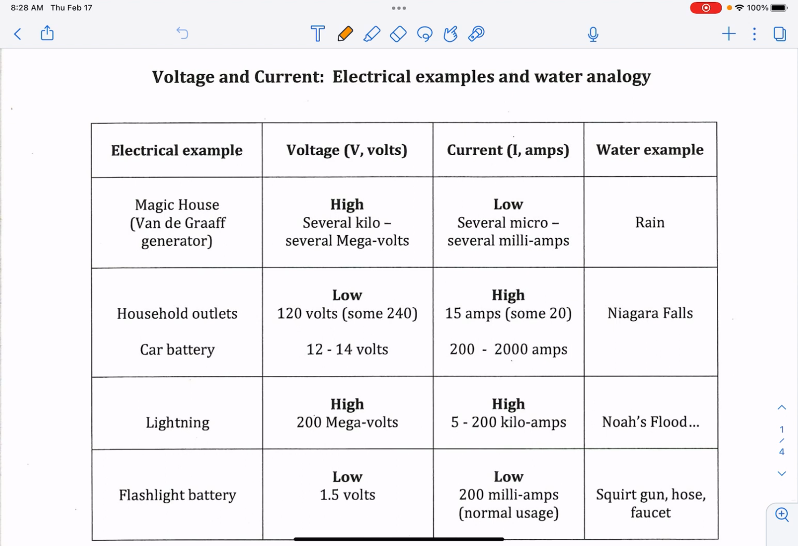But household outlets can deliver up to 15 amps of current, and depending upon the electrical circuit, it might even be 20 amps. And a car battery can deliver up to 200 or 2,000 amps of current. We call that the cranking amperage because it's got to get the starter going, which has got to get the engine going.